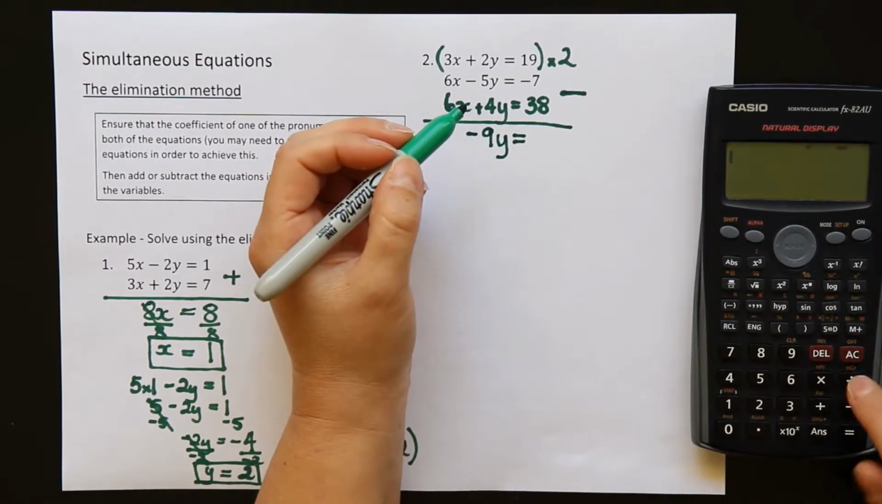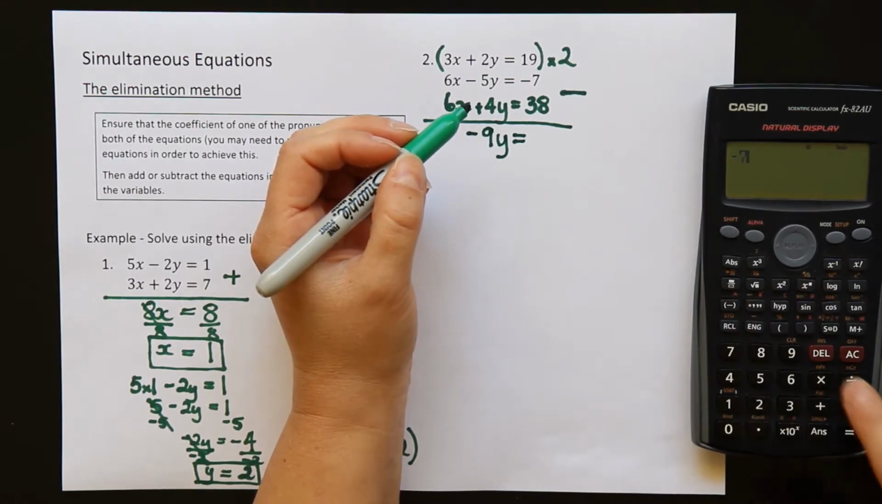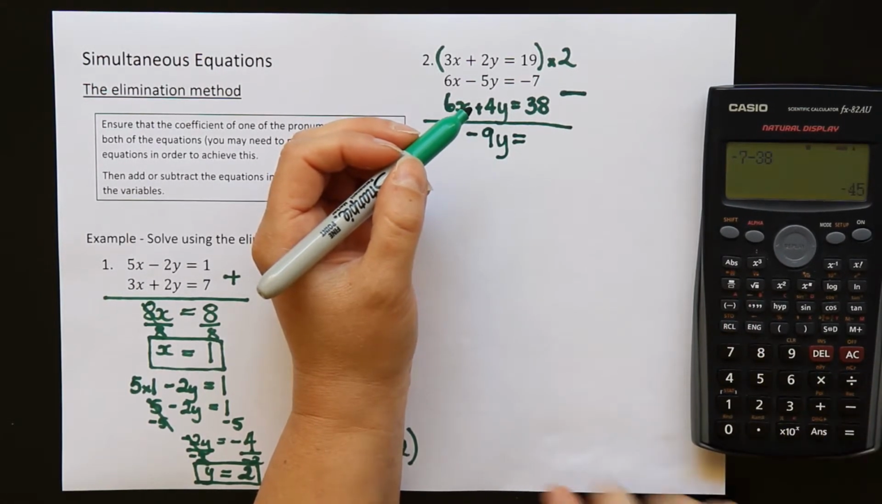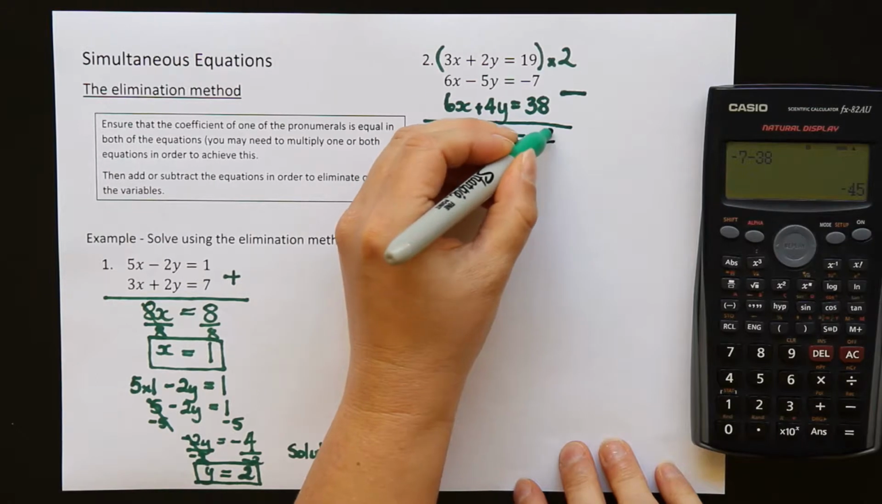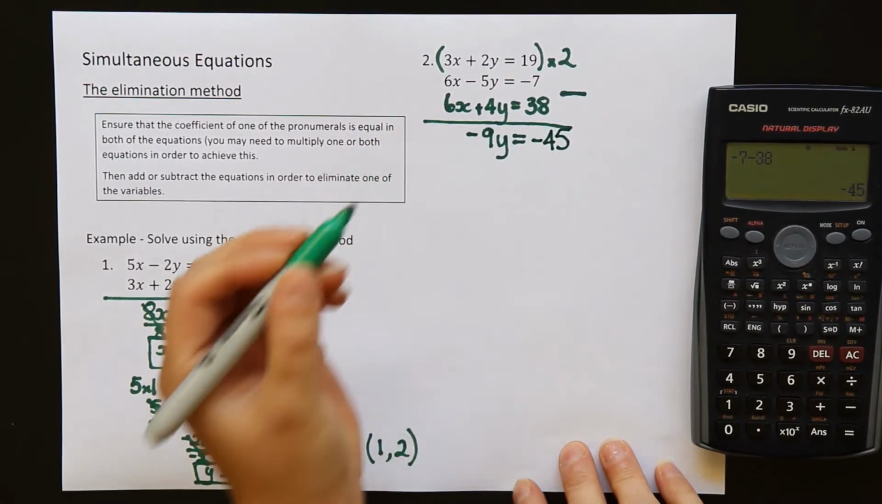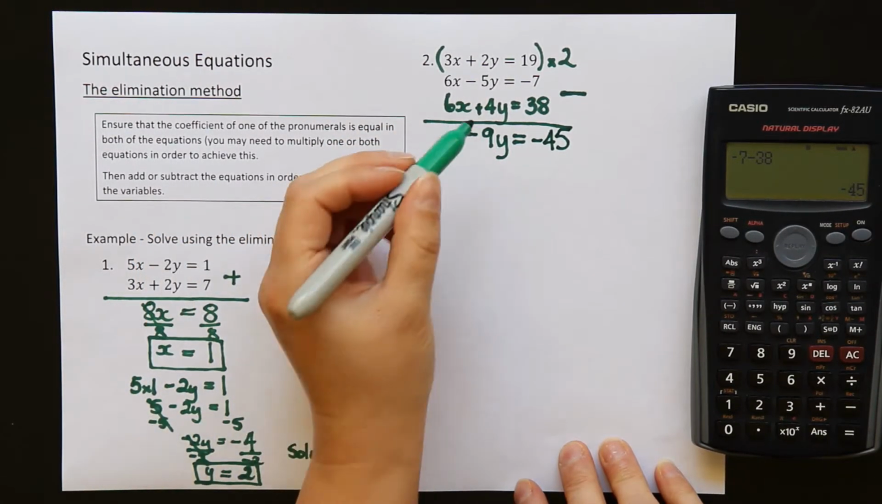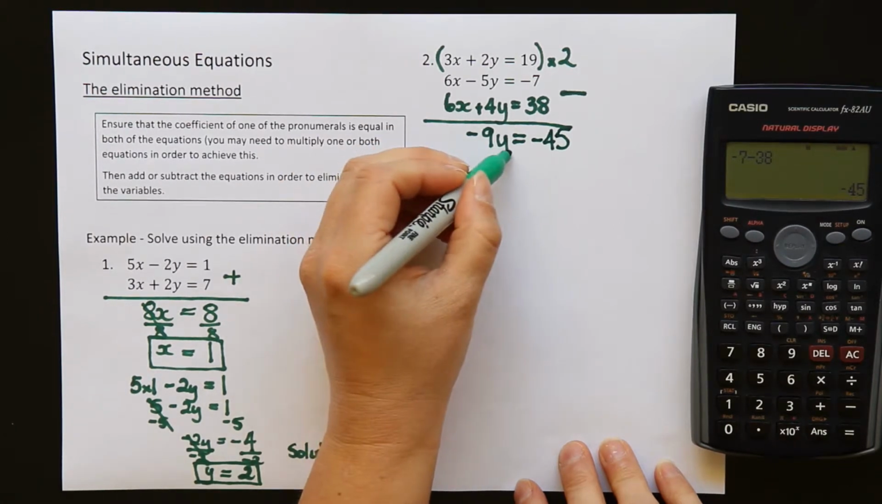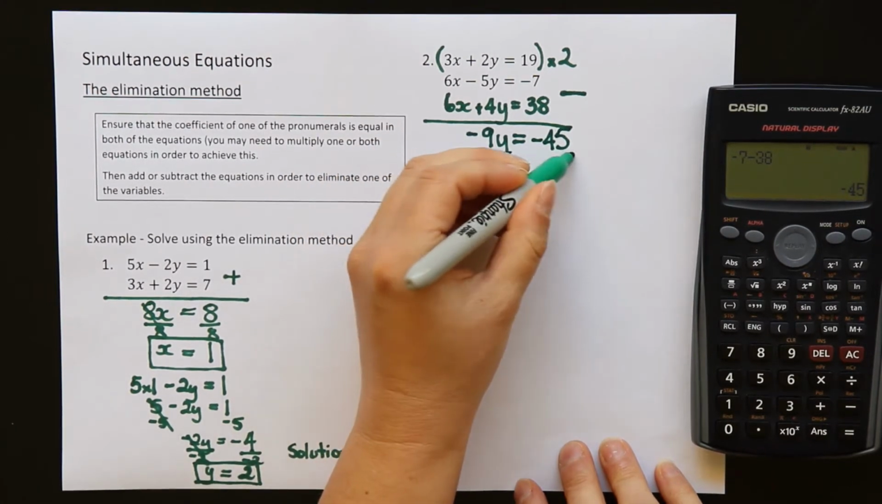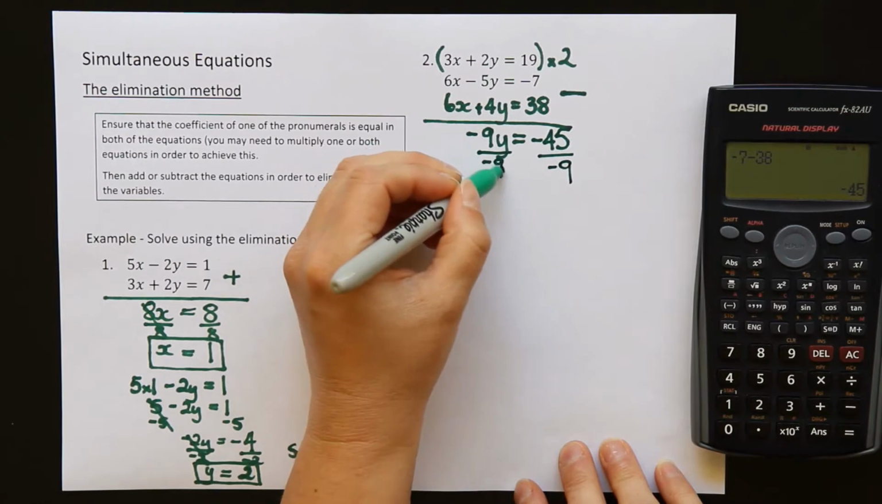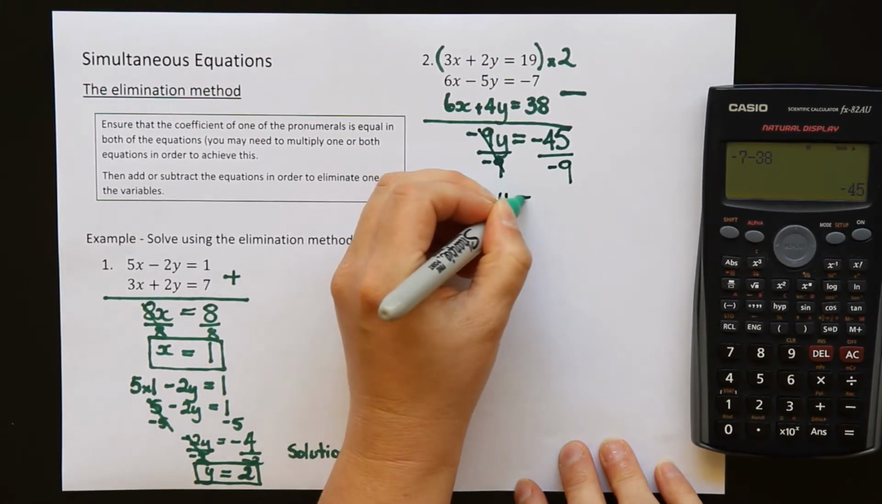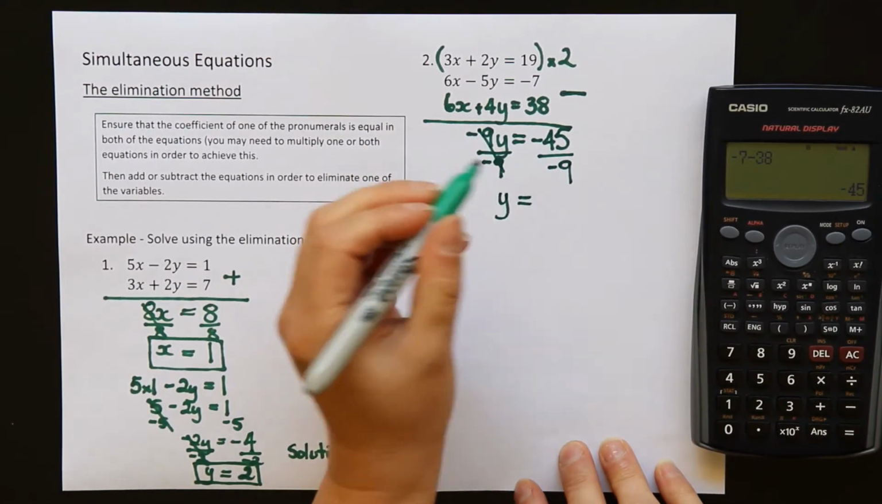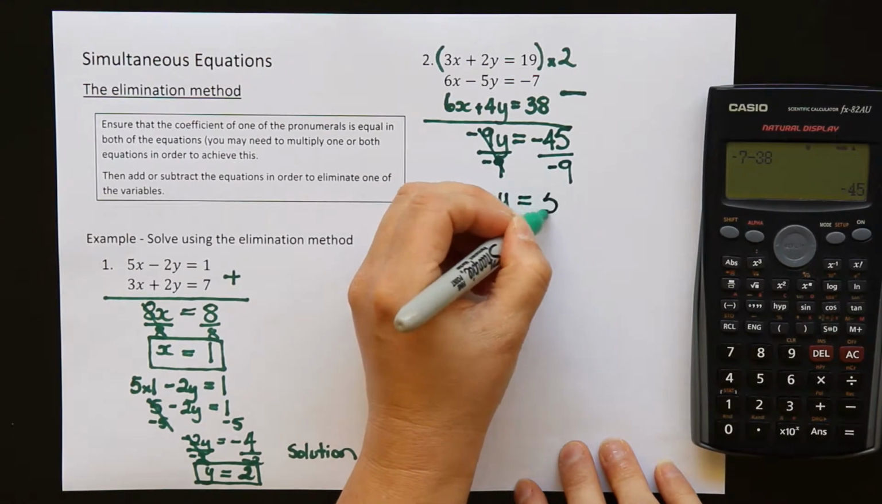Let's type that one in. Minus 7 minus 38, we get minus 45. Then we need to get the y by itself, so let's divide by negative 9. That gets rid of that. So y is equal to minus 45 divided by minus 9, which is a positive 5.